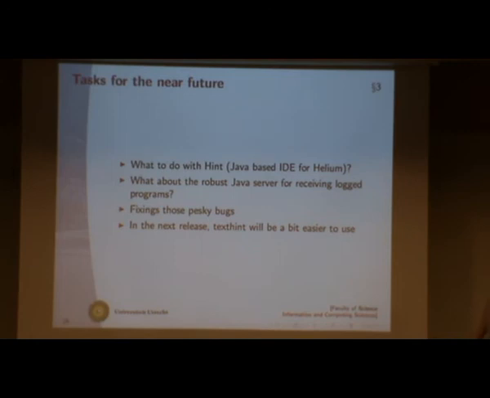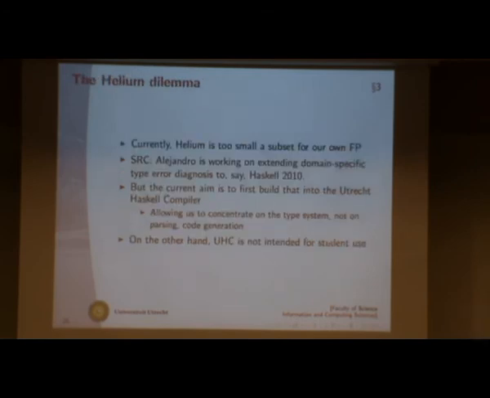I want to fix those pesky bugs. And we already know how to make the text a little bit friendlier to use. So there is a dilemma, though. This is more the further away future of Helium. Currently Helium is too small for our own functional programming course. Maybe other people also have this problem, right? And if you've been to the SRC, the Student Research Competition, Alejandro Serrano-Mena is working on extending the ideas of Helium to Haskell 2010 or 2014 or 2029, I'm not sure when it's finished.